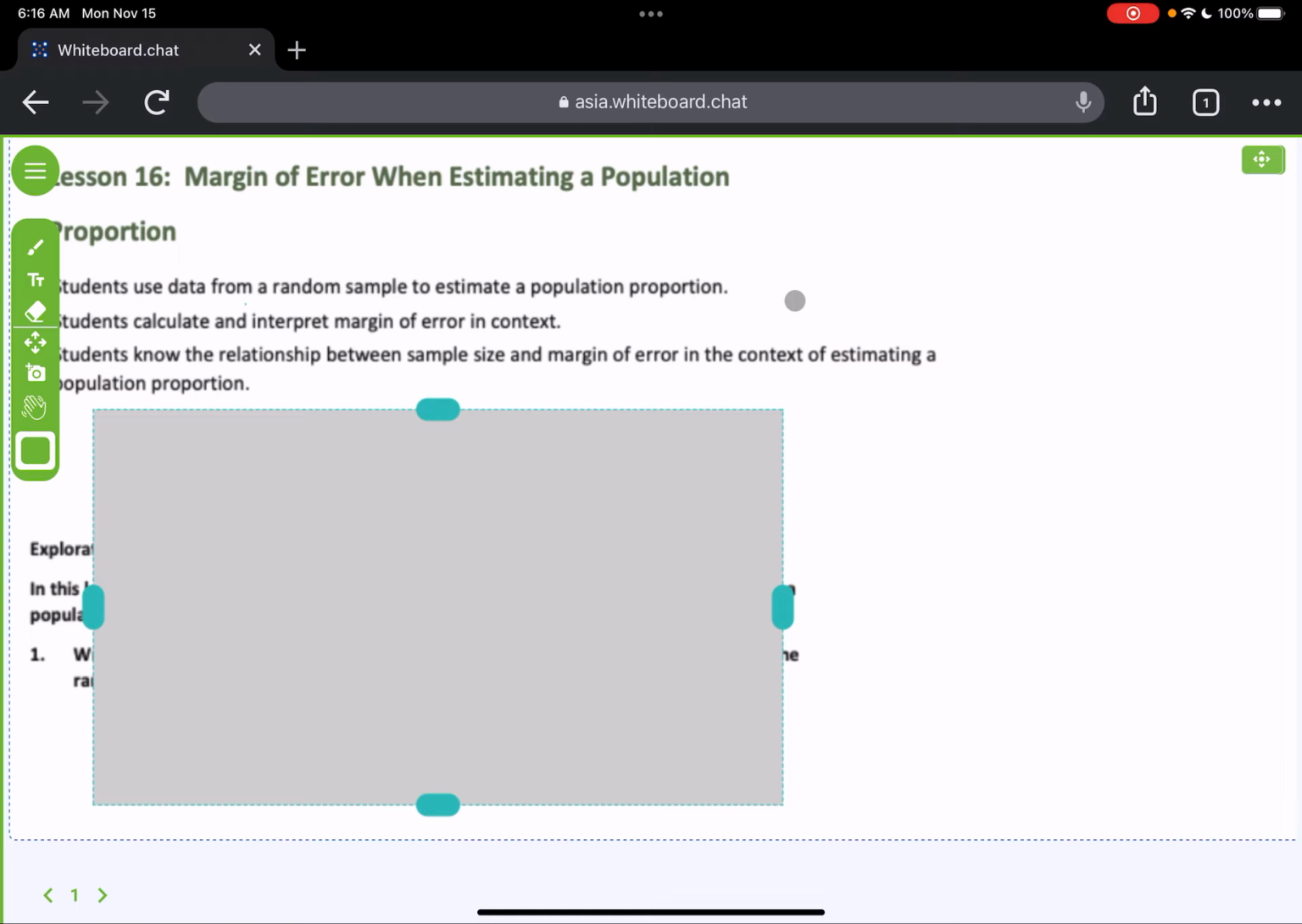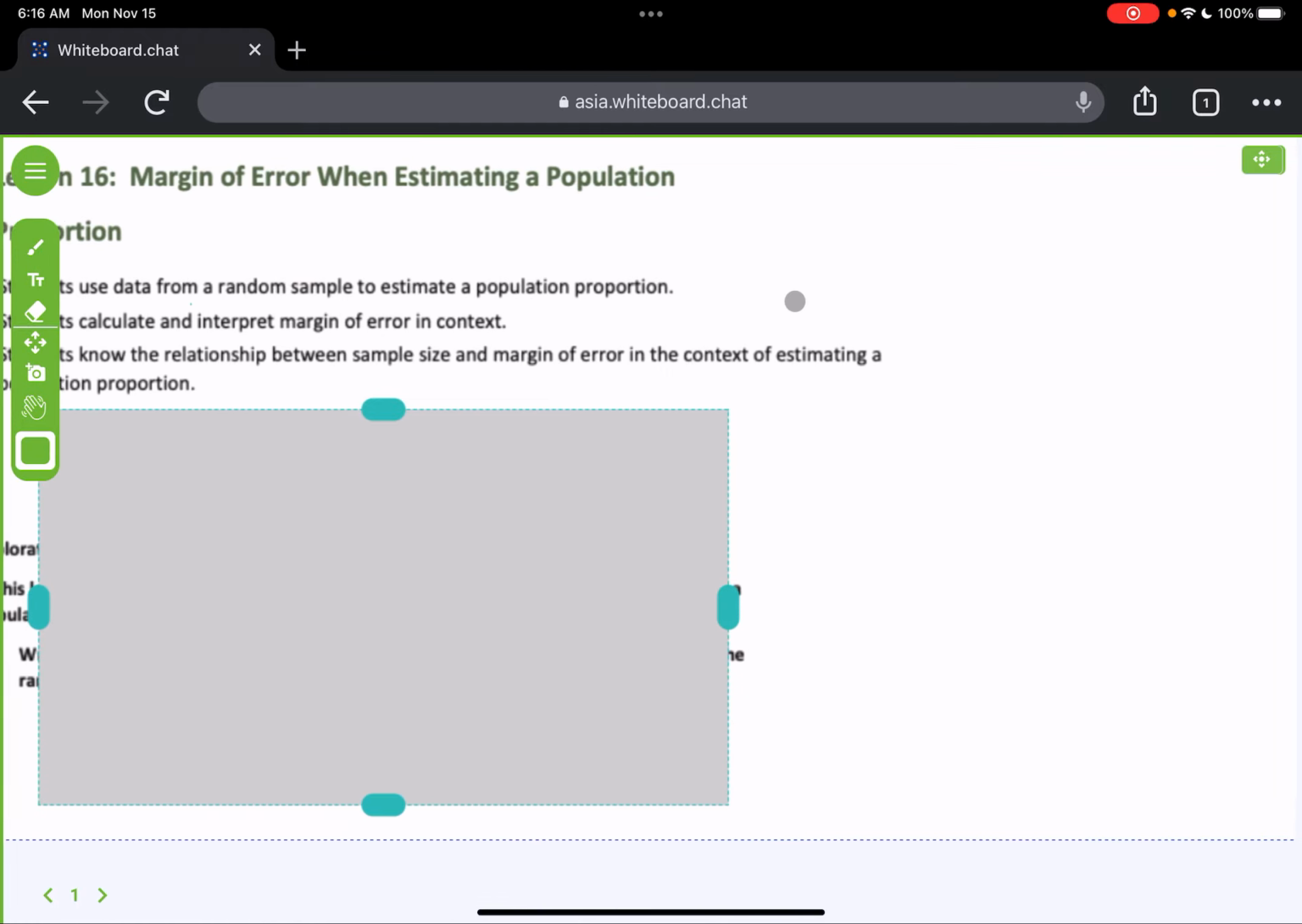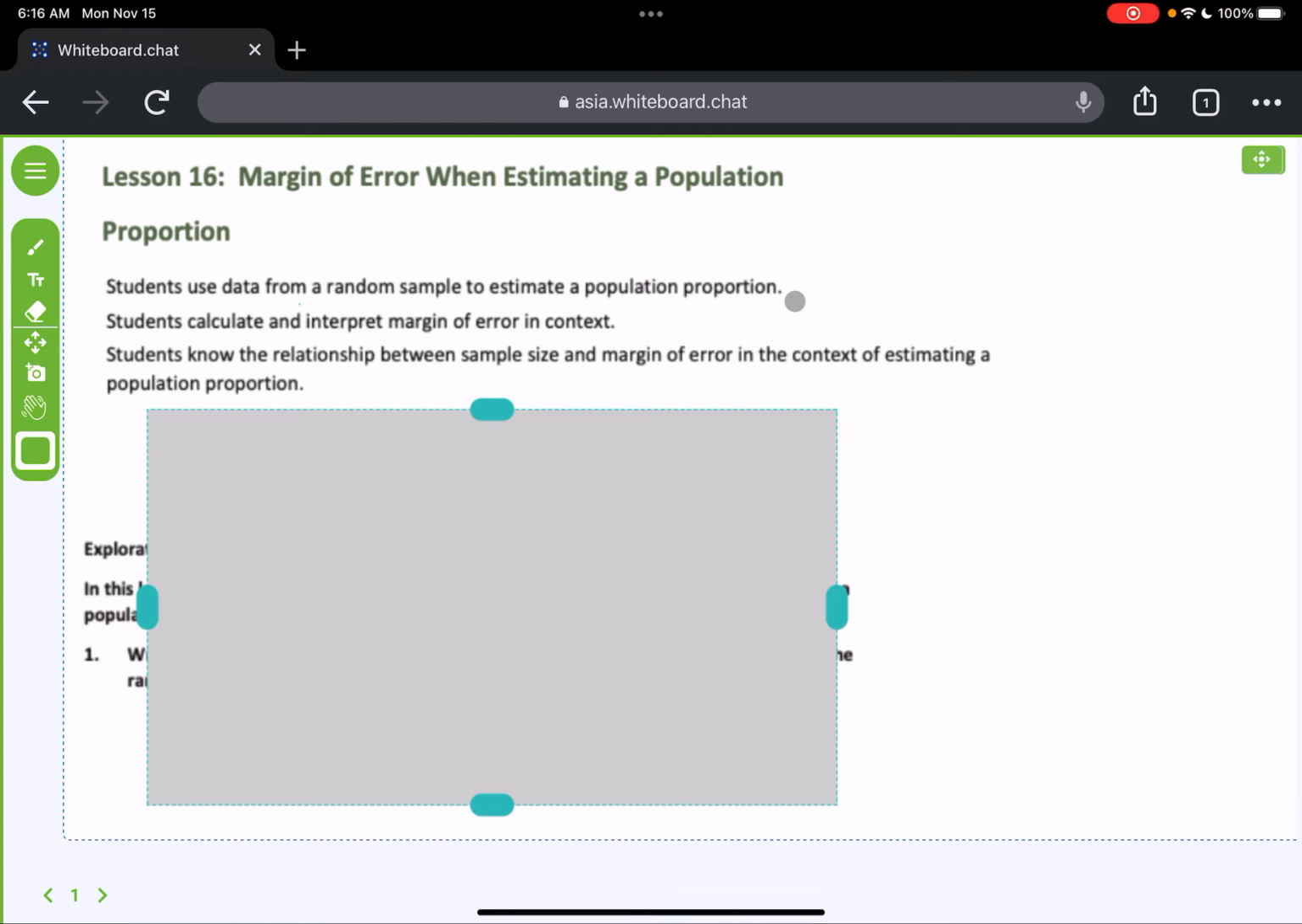Lesson 16, we're looking at the margin of error when estimating a population proportion. Students use data from a random sample to estimate a population proportion. Students calculate and interpret the margin of error in context, and students know the relationship between sample size and margin of error in the context of estimating a population proportion.